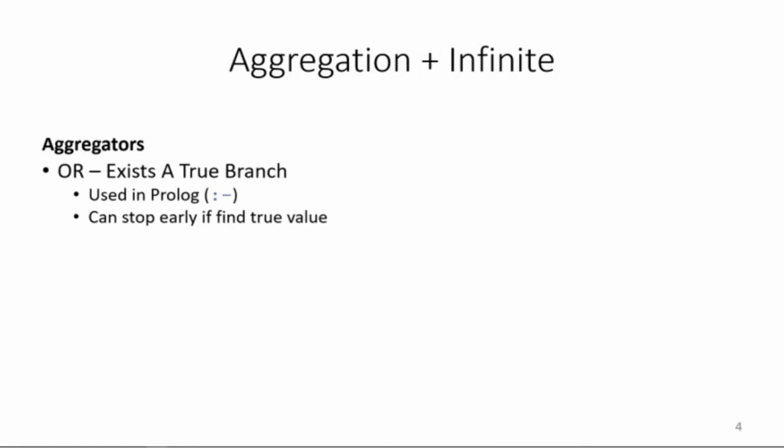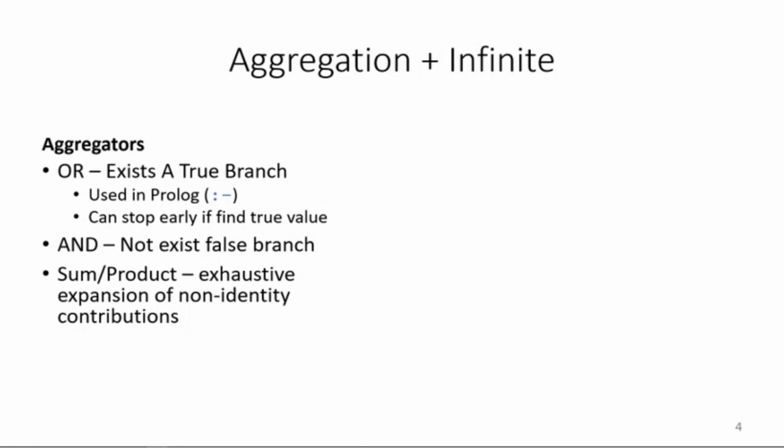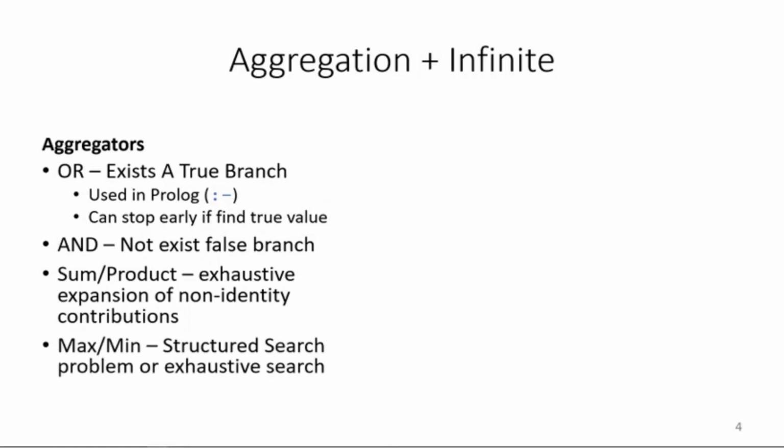So some of the aggregators that we have are logical OR, which is what is traditionally used in logic programming, as it allows the system to early stop when it has found some true value. And we have logical AND, which would check that all the aggregated values are true, or stop early in the case that a false value is found. Sum and product are also common when dealing with numerical or weighted programs. Min and max are also common aggregators. Often they require expanding all the values to select the one that is smallest or largest.